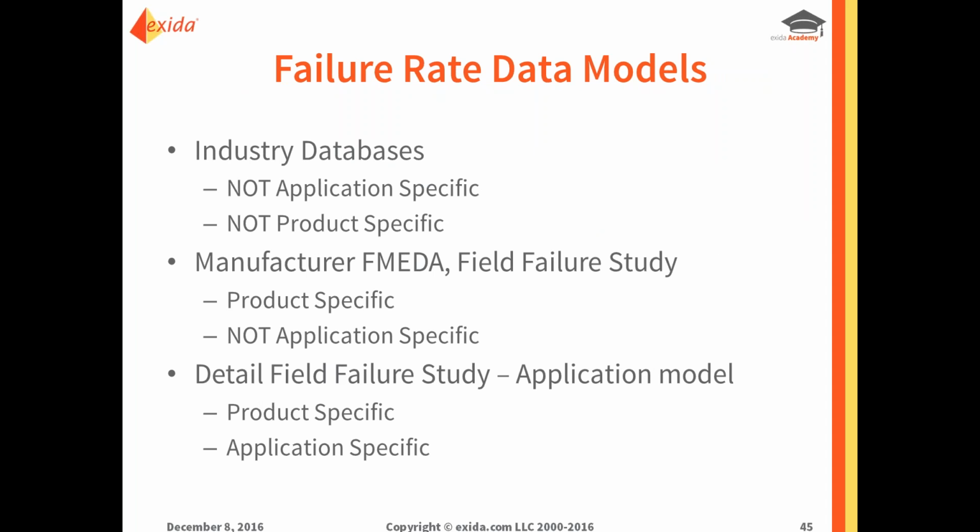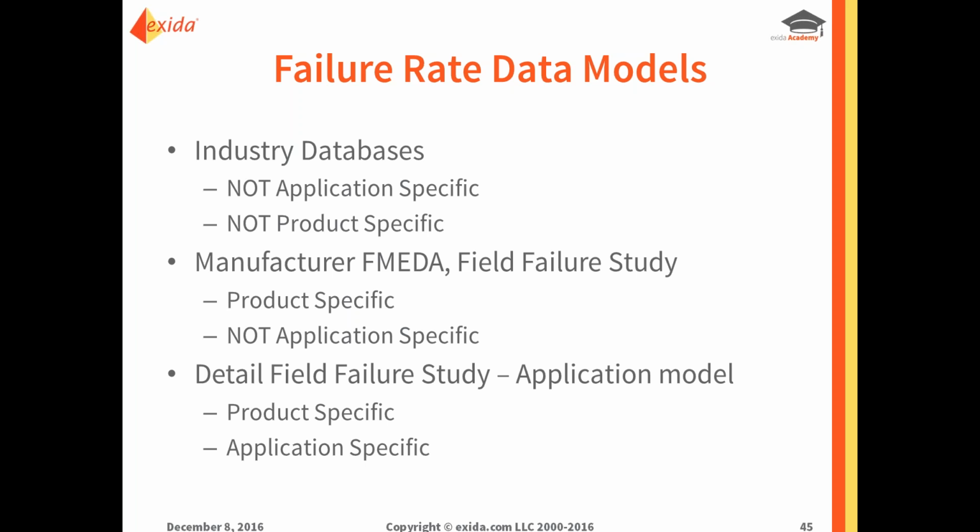So how do you get that data? What are failure rates and how do you get those? Well, there are a couple of different ways of getting failure rates. You can look at industry databases, manufacturers' FMEDAs, field failure studies, and detailed field failure study reports. There are pluses and minuses to every single one of these, as there are with everything in life, I believe.